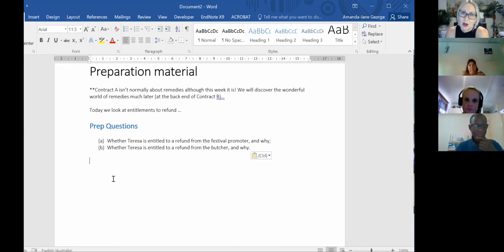Because generally speaking, remedies will be the province of contract B. That's where we get to discuss all the funky stuff in terms of rescission and termination and damages and injunctions and all of that kind of good stuff. But here there is this little blip on the radar for contract A, and we do actually get to think about the ability to get a remedy being a refund. So that's probably the first thing to note.